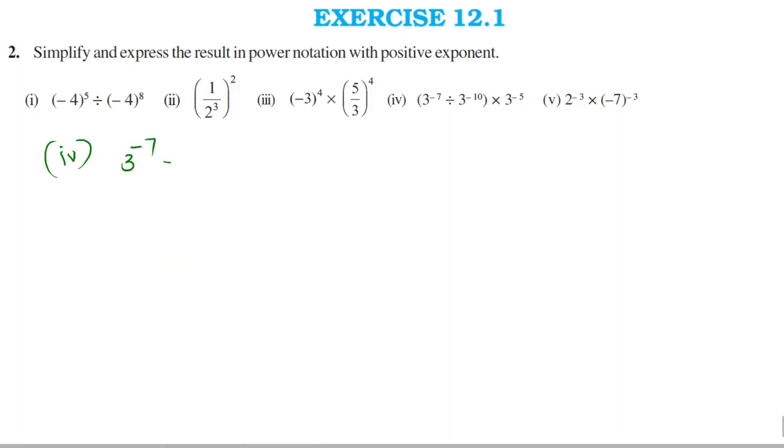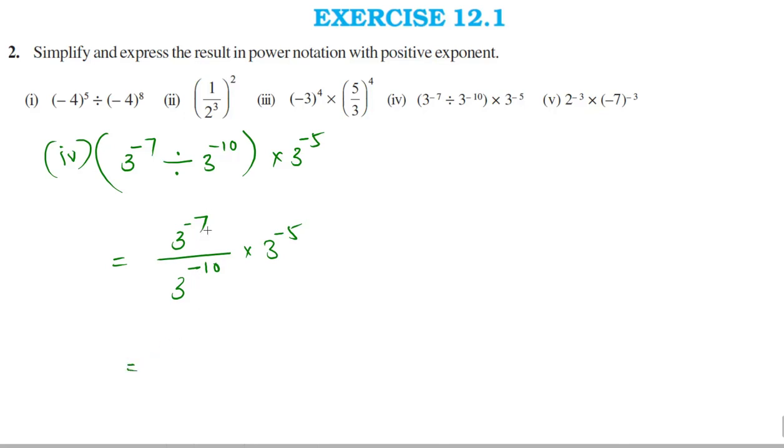Fourth one, 3 to the power of negative 7 divided by 3 to the power of negative 10 into 3 to the power of negative 5. We can write this like this: 3 to the power of minus 7 divided by 3 to the power of minus 10 into 3 to the power of minus 5. If you observe the numerator, 3 to the power of negative 7 into 3 to the power of negative 5, we can write that as a to the power of m into a to the power of n, which is equal to a to the power of m plus n. So we can write this as 3 to the power of negative 7 plus negative 5 divided by 3 to the power of negative 10.